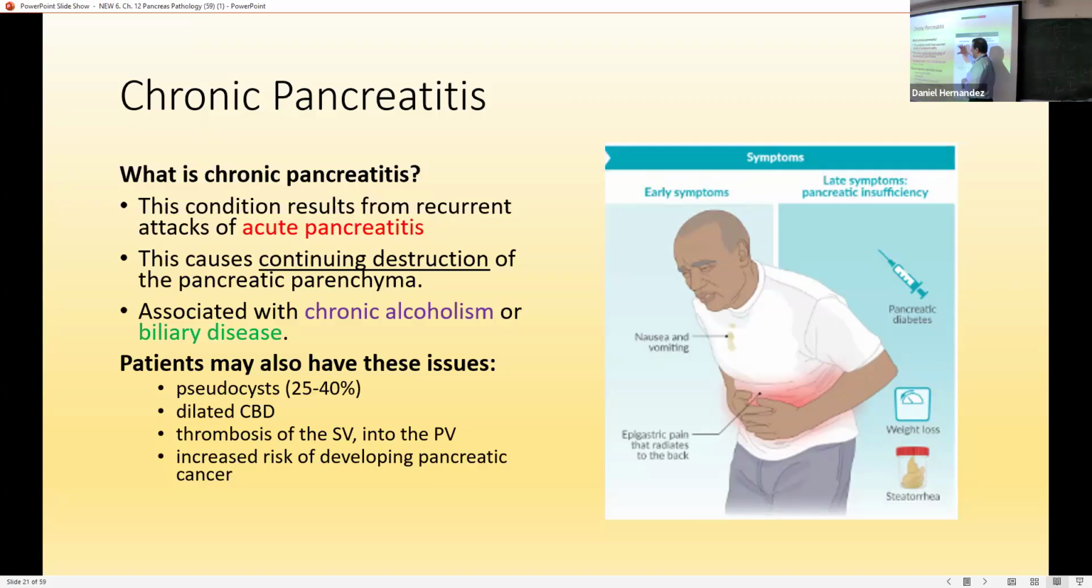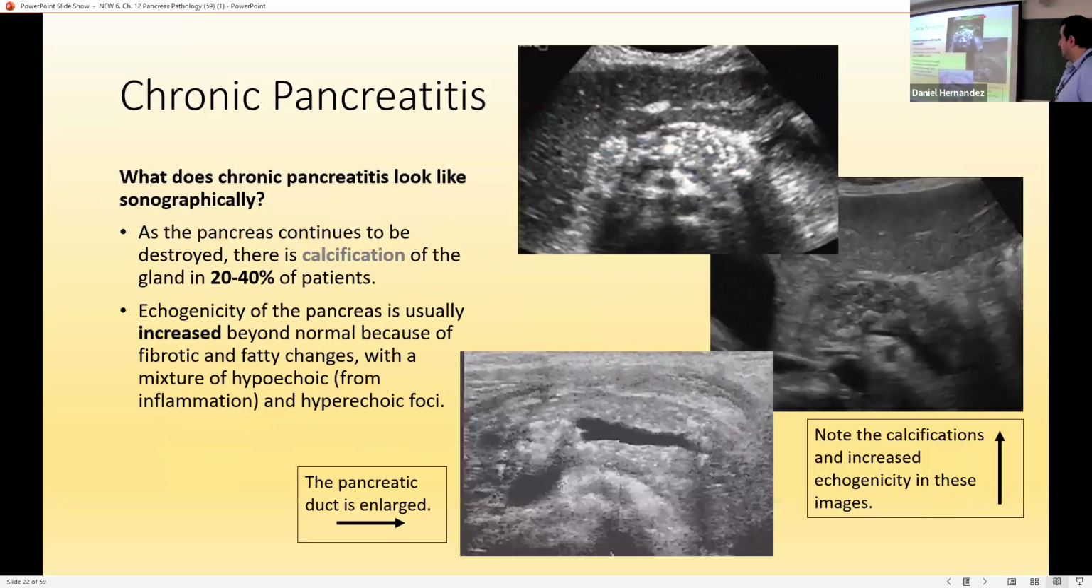So we have damage to the pancreatic tissue itself. It's become fibrotic. It's become scarred. We'll see in a moment. In chronic pancreatitis, the pancreas appears very echogenic, very heterogeneous. And because those cells are not normal functioning cells, they're damaged cells, there's an increased risk of developing pancreatic cancer in those patients.